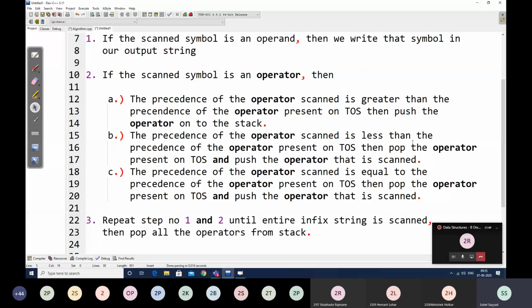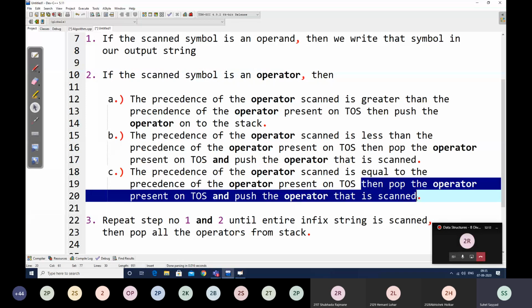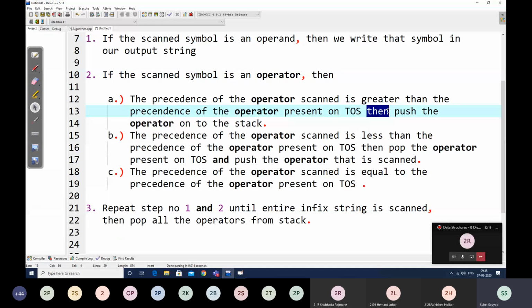What is case 3? The precedence of the operator scanned is equal to the precedence of operator present on top of stack. Now in this case we were popping the operator present on top of stack and pushing the operator that is scanned. Here now what we are going to do is we are not going to pop that symbol. Simply we are going to push the symbol that we have scanned onto the top of stack. So we are going to do like case A, not like case B. Are you getting this? Simply push whatever thing you have scanned.